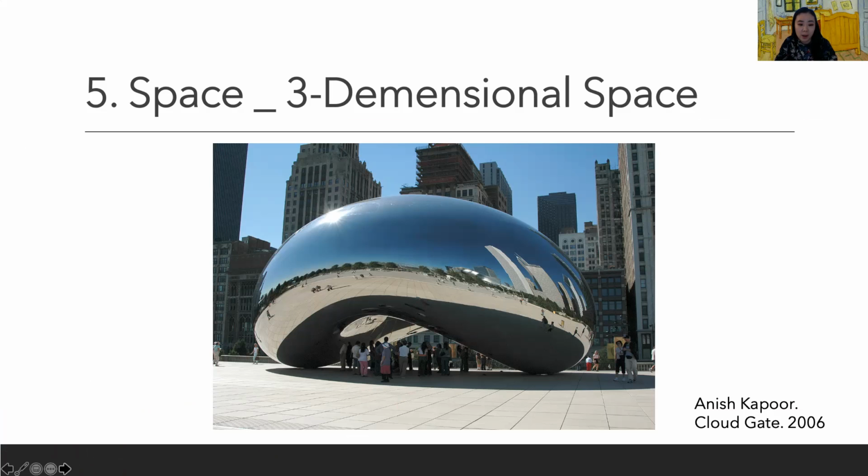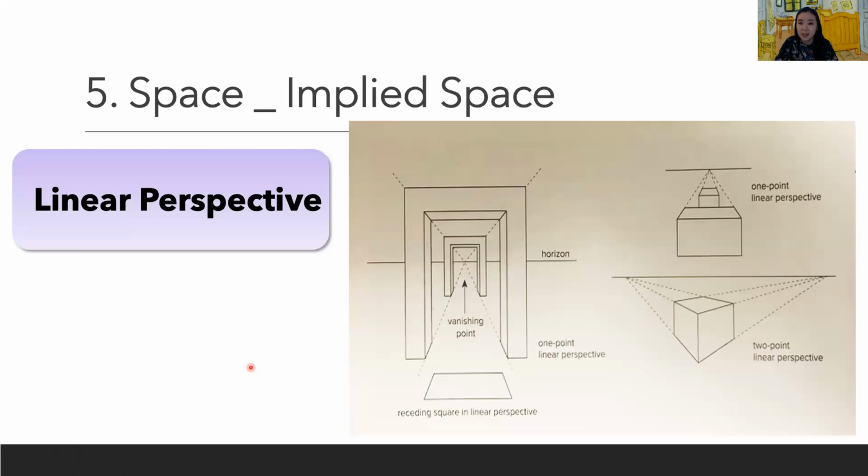And many artists can create this implied space on the two-dimensional surface. And there are three types of implied space techniques. So this is the first technique, linear perspective.